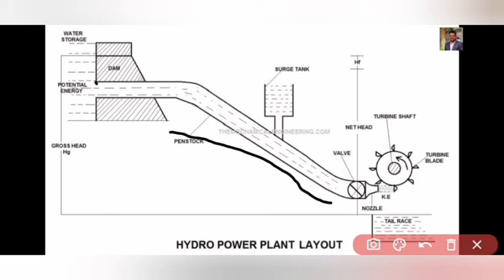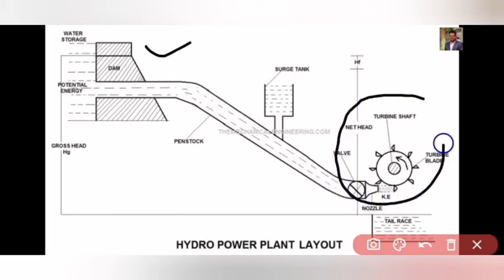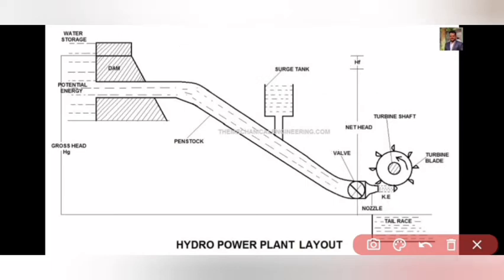Inside it, this power plant has some major parts. The first one is the dam, then the turbine house, and the penstock, and also for safety we have the surge tank. So now we shall discuss the four parts of this hydropower plant.